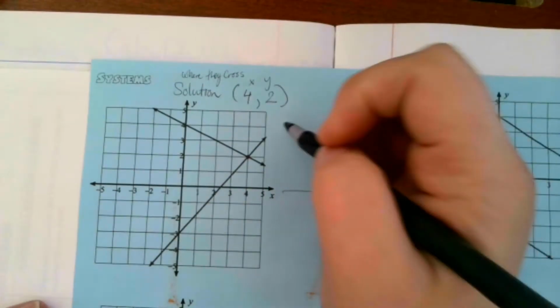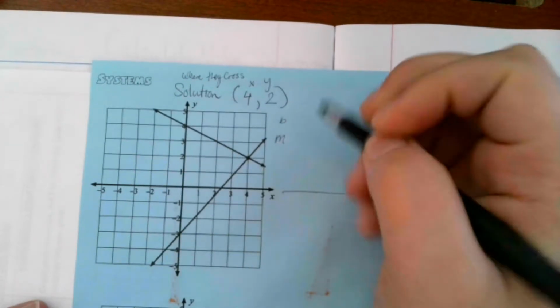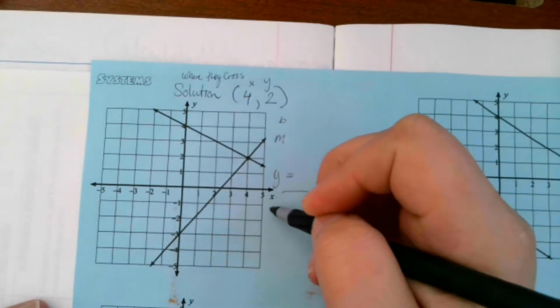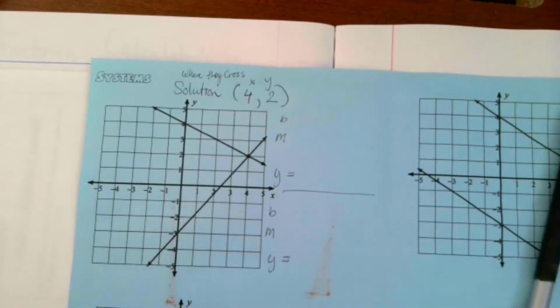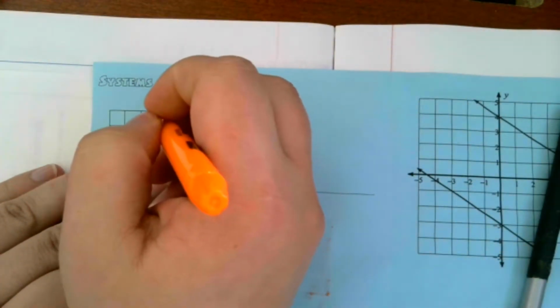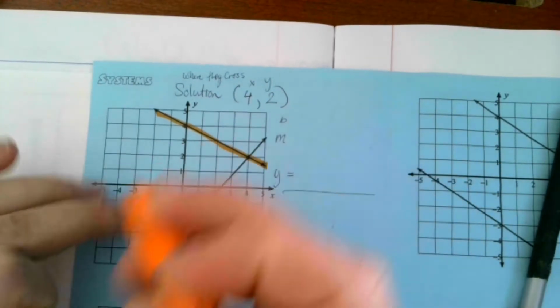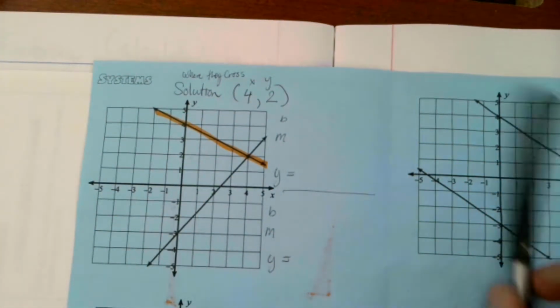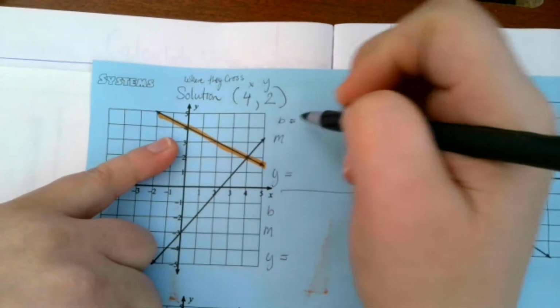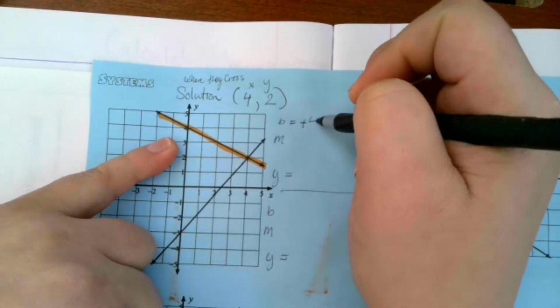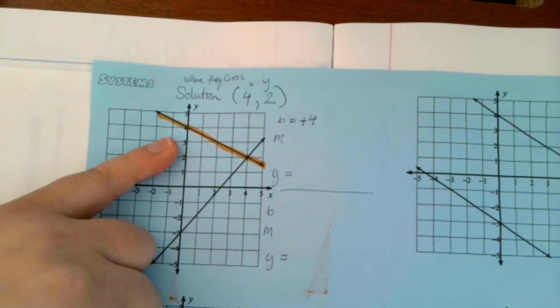Now we're just going to do the same thing we did yesterday. We're going to find the y-intercept, the slope, and then the equation. Just to make it a little bit easier to follow, I'm going to make the top line orange. So my y-intercept is 4. Now I like to say plus 4. It'll help me on the last step of my equation.